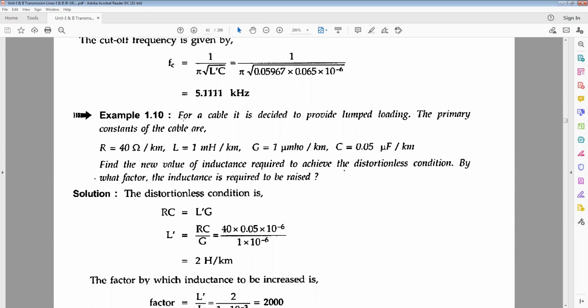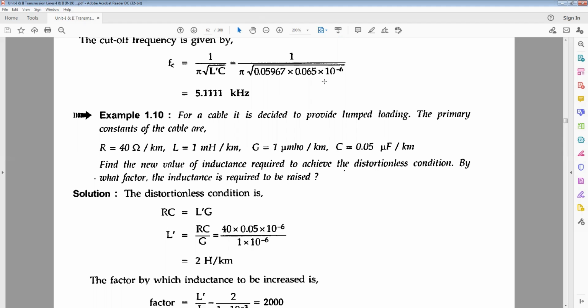Now, the next example is for a cable, where it is decided to provide lumped loading. See the loadings of the three: continuous loading, patch loading, and lumped loading. The primary constants of the cable, R, L, G, and C, are given in terms of per kilometer. Find the new value of inductance. Already the inductance is 1 millihenry per kilometer. Now we can find out the new inductance required to achieve the distortionless condition.